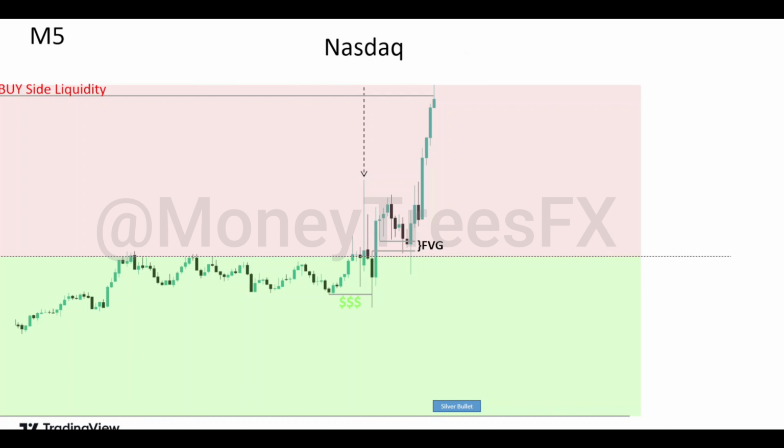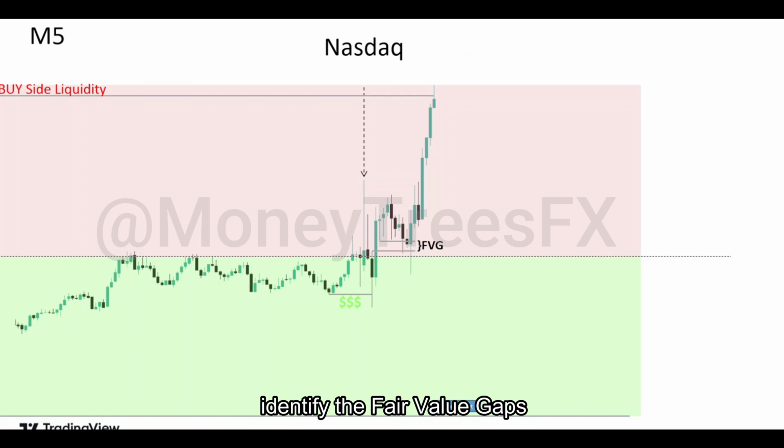As you can see, we are also in our silver bullet session, which is from 10 AM to 11 AM New York local time. In SA, that's 4 PM to 5 PM. Now we already have a liquidity run at the top, so we have to identify our pool of liquidity, which in this case is the trendline phantom that we have identified in discount.